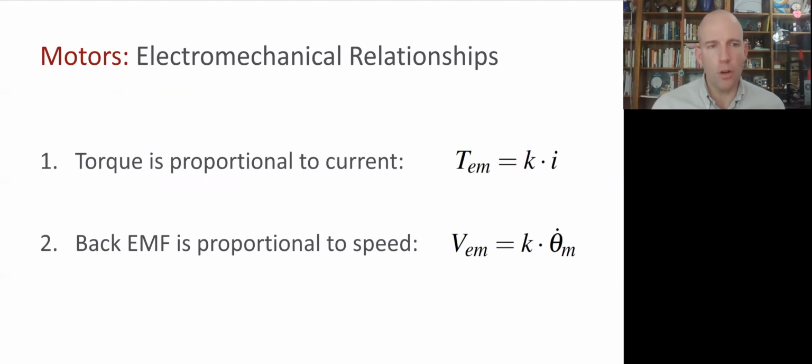In an electric motor, the electromechanical torque is proportional to the current through the coil by the motor constant. And there is a voltage, we call it back EMF or electromechanical voltage, that is proportional to the speed of the motor, also through the motor constant. And these are the same thing.